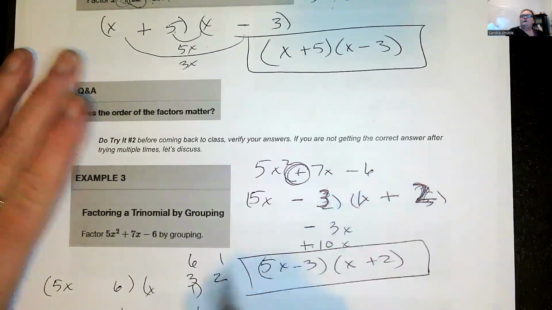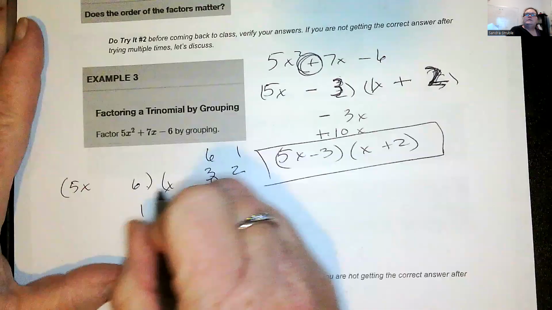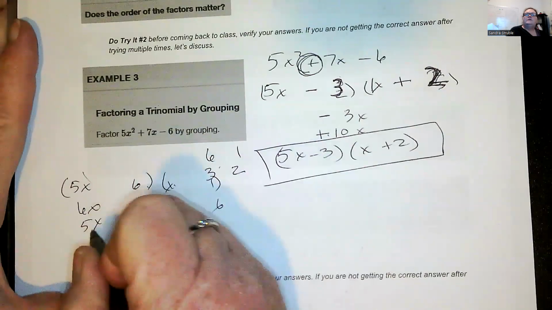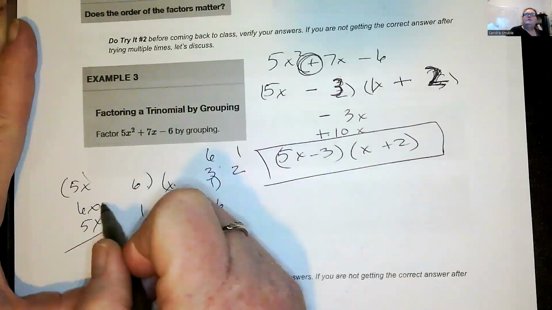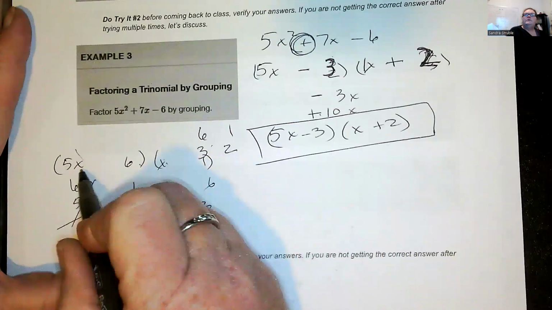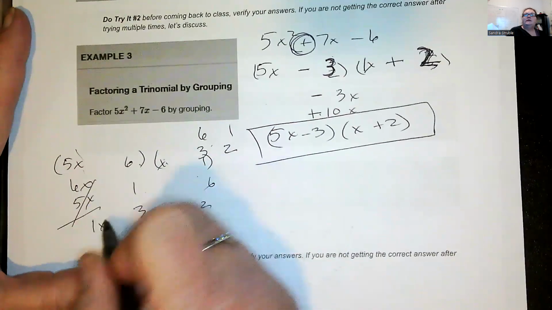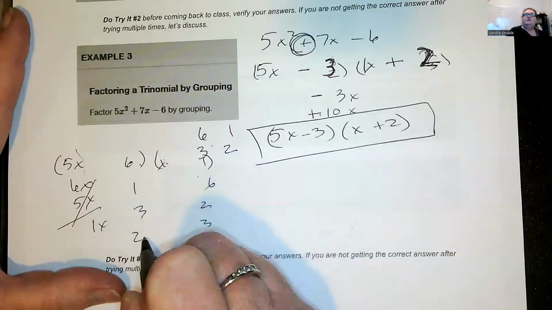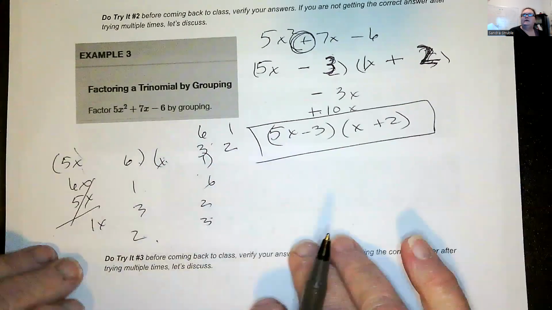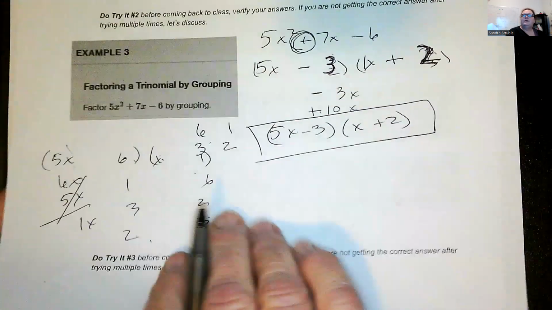Now I could have gone through and checked other numbers. 6 times x is 6x. 5 times 1 is 5x. That's not going to give me a 7. I can go 1 times x is 1x. 5 times 6, ooh, that's 30. That's not going to get me there. And then 2 times x is 2x. 3 times 5 is 15. Again, that's not going to get me a 7 either. Okay.